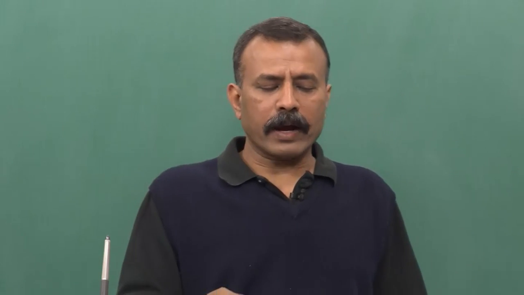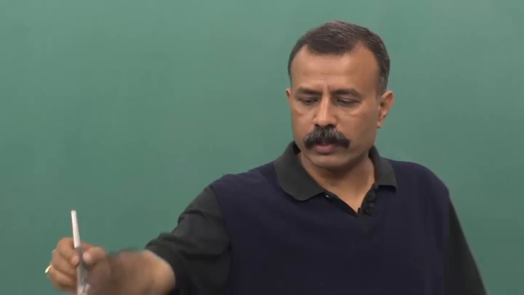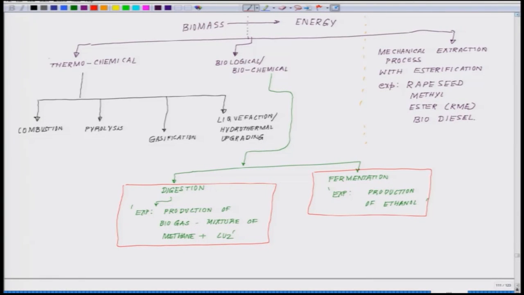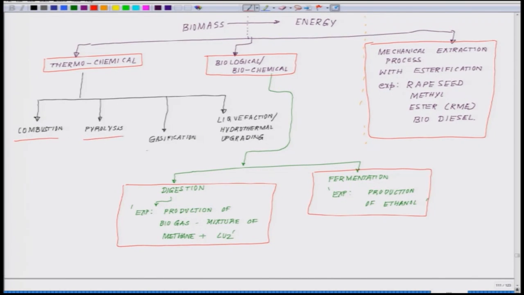So, with this background about the possibilities, let us come back to the chart and go through it once again. You have the thermochemical route, you have the biological or biochemical route, and you have the mechanical extraction process, which will be coming fairly late. Within the thermochemical route, you have combustion, pyrolysis, gasification, liquefaction, whereas in the biochemical route, you have digestion and fermentation.